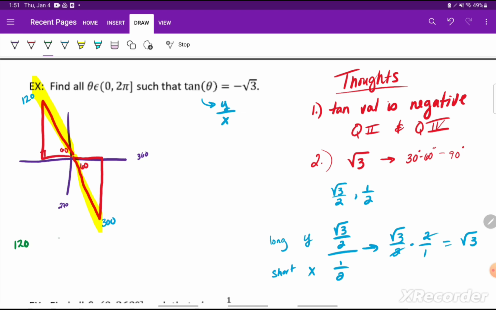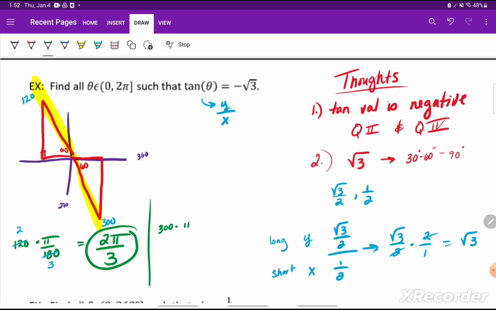So 120 degrees, we'll multiply that by pi over 180. These both simplify by 60. Our first answer is 2 pi over 3. That's our quadrant 2 answer. And then our next one, we'll take this 300 degrees and convert it.